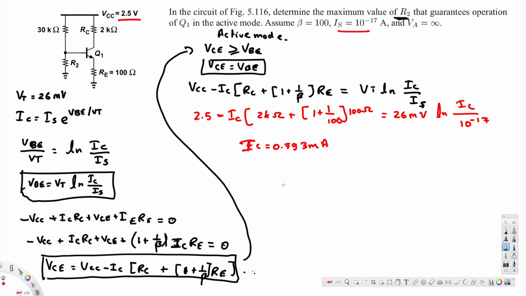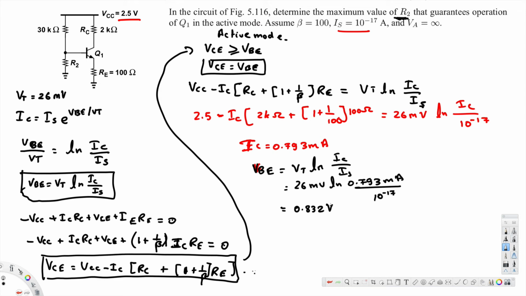Now this is our IC value. Now we can go ahead and calculate the VBE value. Since we have IC, we can calculate VBE because we have all the other values. VBE is equal to VT ln of IC over IS, and VT is 26 millivolts, ln of IC we just calculated, 0.793 milliampere divided by IS, that is 10 to the power of minus 17, and that gives us 0.832 volt.